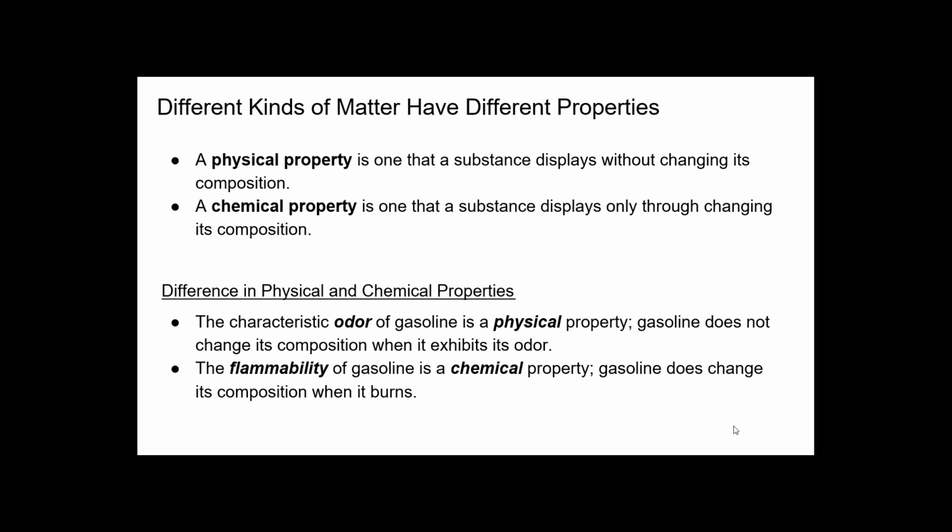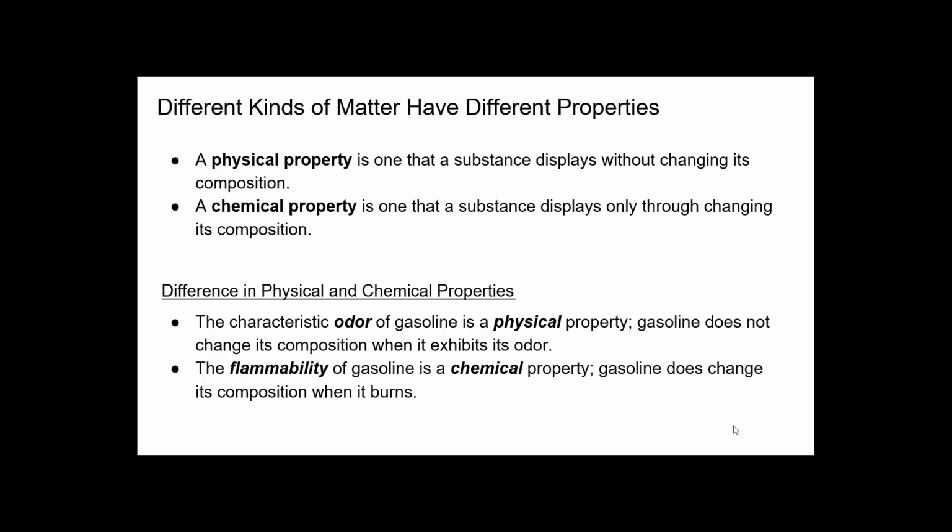That's the difference. I can tear this piece of paper up. I can tape it back together. It may not look exactly the way it did, but it's still a piece of paper. Once I burn this piece of paper, I can no longer go back and make it a piece of paper. That's the difference between a physical property and a chemical property of what happens to it. Differences in physical and chemical properties.